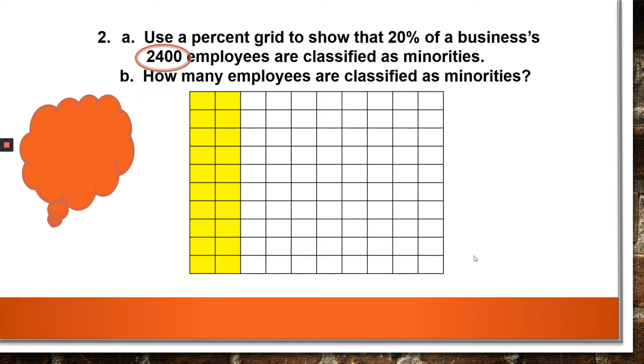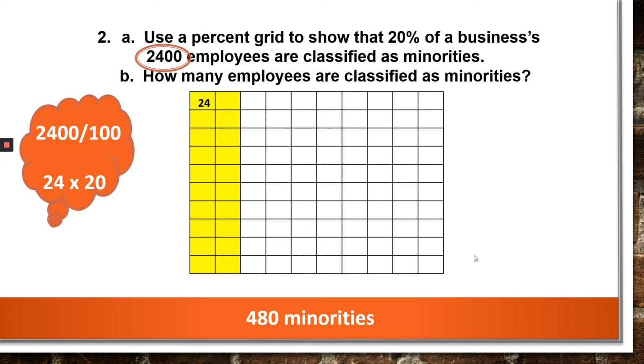We said we had 2,400 employees and we want to divide it into the 100 boxes. That will give us 24. So I have 24 in each of those boxes. What's something that I could do to figure this out? Well, 24 times 20 boxes, which gives us 480 minorities.